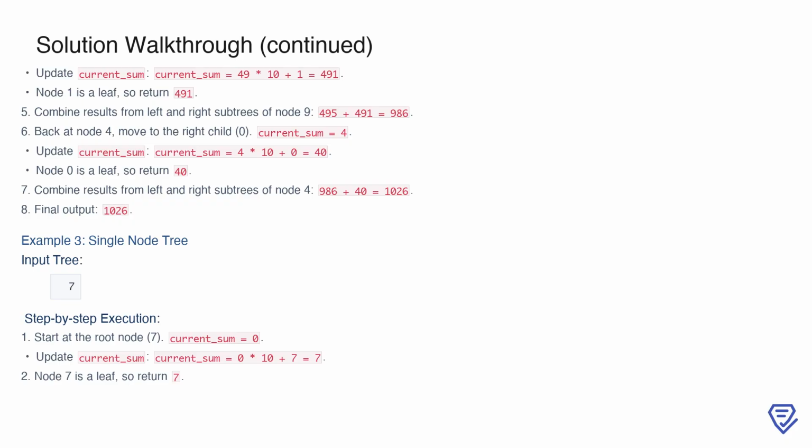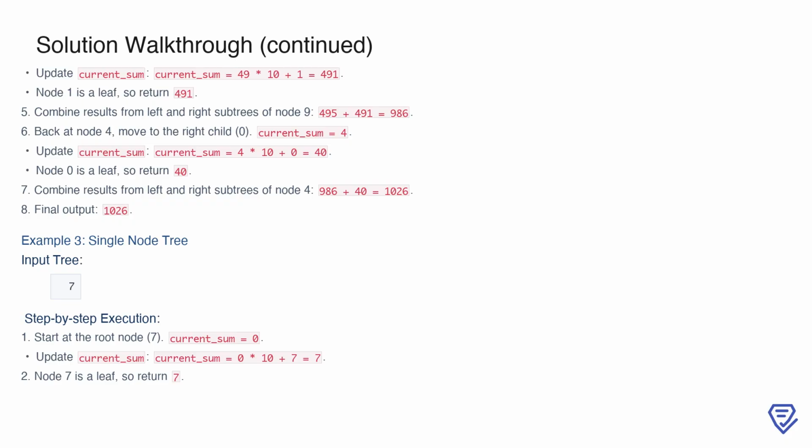Returning to the root node, we proceed to the right child, node 0. Here, the current_sum is 4. We update it: current_sum is equal to 4 times 10 plus 0 equals 40. As node 0 is a leaf, we return 40. Finally, we combine the sums from the left and right subtrees of node 4, 986 plus 40 equals 1026. This gives us a final output of 1026 for this tree.